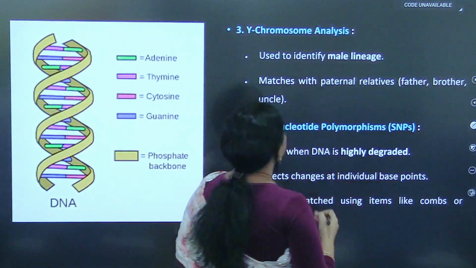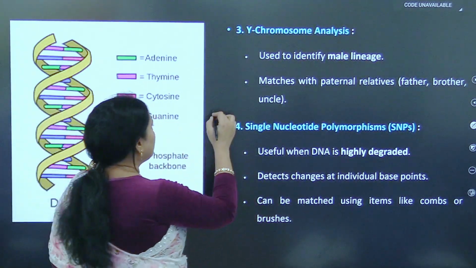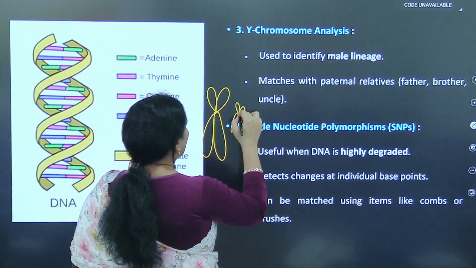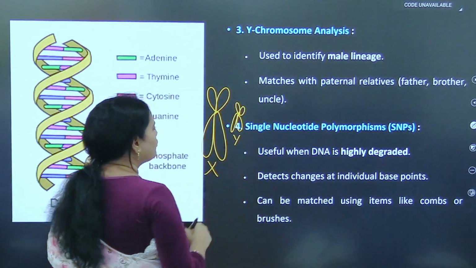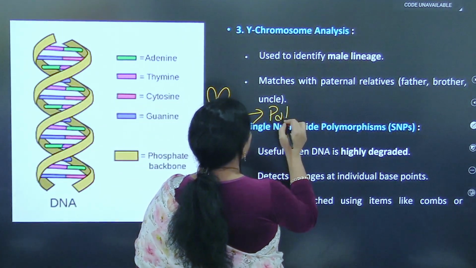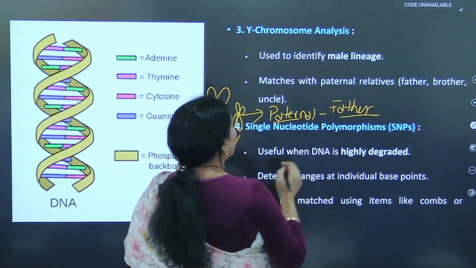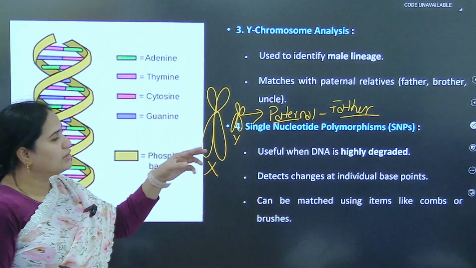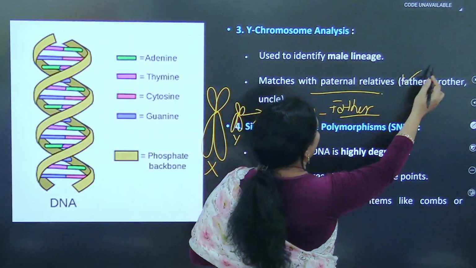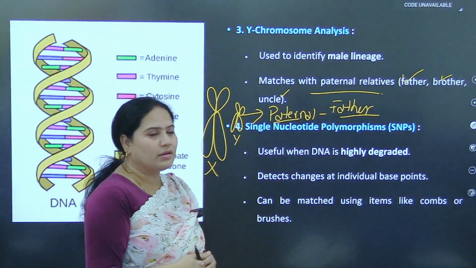Moving on, Y chromosome analysis. We already know there are two types of chromosomes, the X chromosome and the Y chromosome. Compared to the X chromosome, the Y chromosome is very short, and it is inherited only from the paternal line, that is, only from the father. The mother never contributes the Y chromosome. So in Y chromosome analysis, the sample is taken from the male lineage. It should match with paternal relatives like the father, brother, uncle, etc., those with a blood relation, consanguineal relationships.